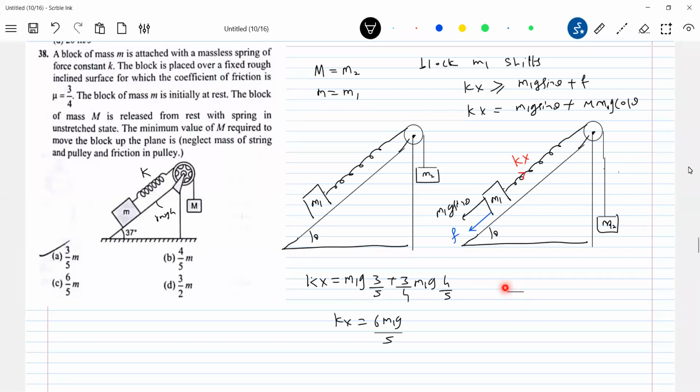Let's come for this. So now what is the other thing? It is asking M2 in terms of M1. I think that was the only thing that is given. So how to replace this Kx? Now, what is the state of this particular block? I release it from rest. And this will be instantaneous rest.